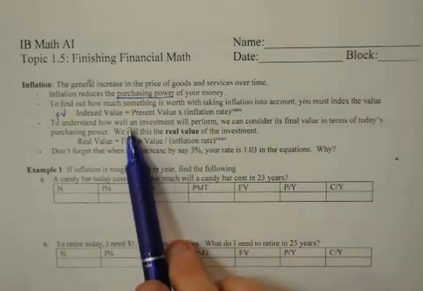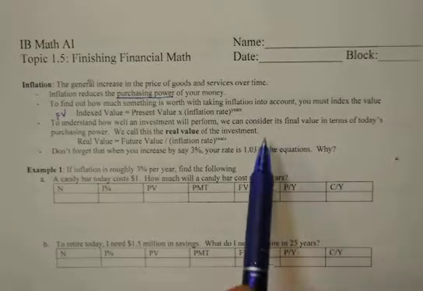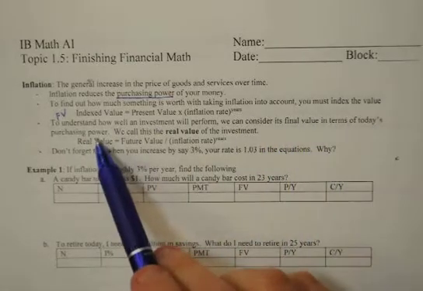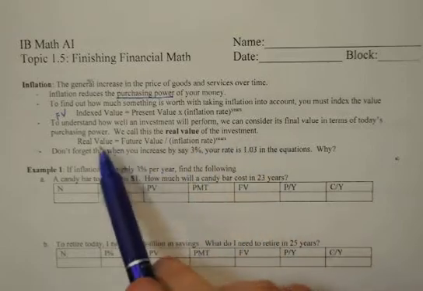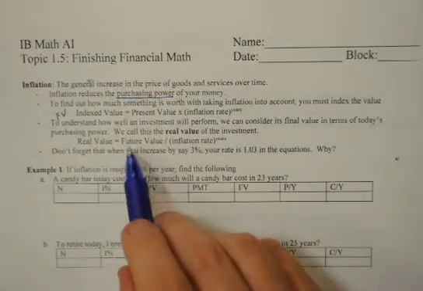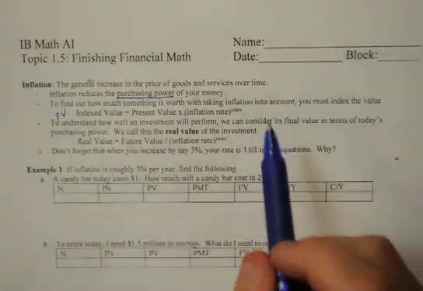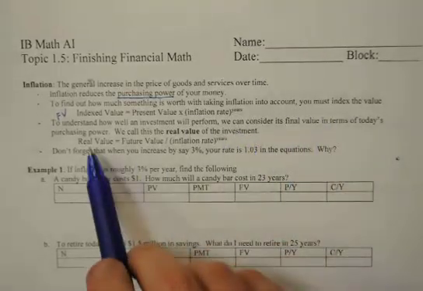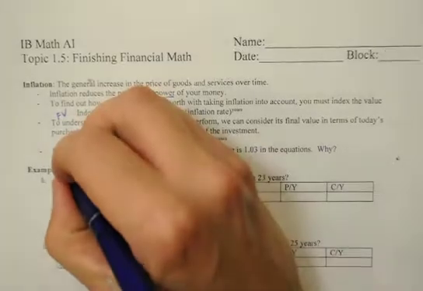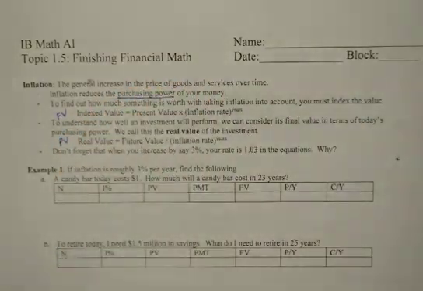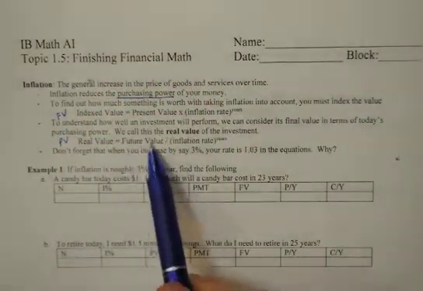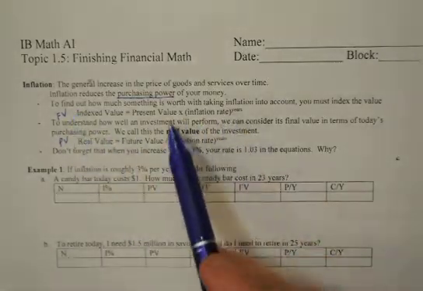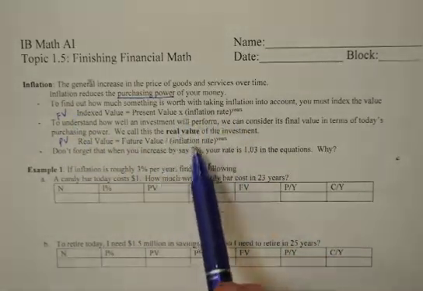To understand how well an investment will perform, we can consider its final value in terms of today's purchasing power. So the real value, or the present value, is another way of putting that. The present value is equal to the future value divided by the inflation rate. So these are kind of like the opposite of each other. Here you multiply and here you divide.